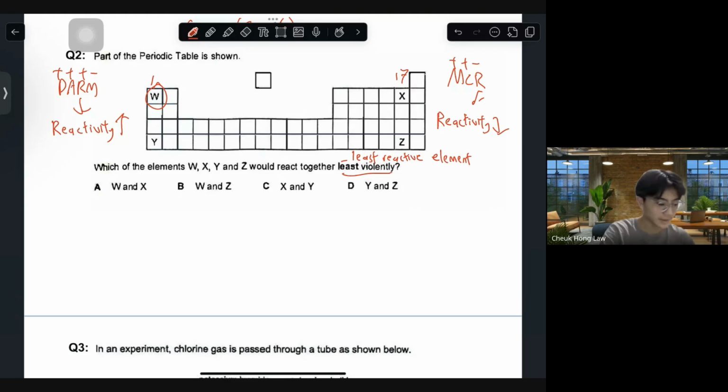Reactivity decreases. So what is the least reactive? Z. Okay, so your answer is B, W and Z, because both of them are your least reactive, so they'll react together the least violently.